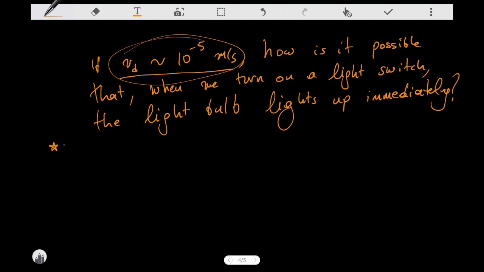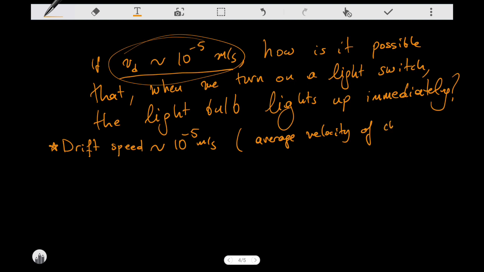The first one is the drift velocity. So let me write drift speed in here, which is of the order of magnitude 10 to the minus 5 meters per second. Let's remember that this is actually coming from the average velocity of charge carriers.